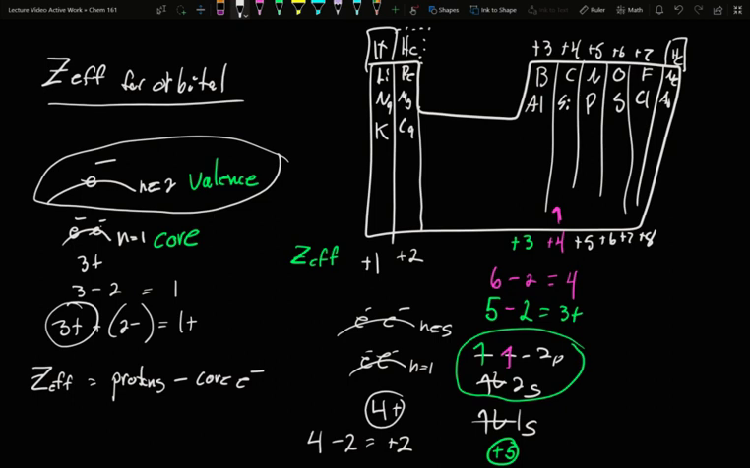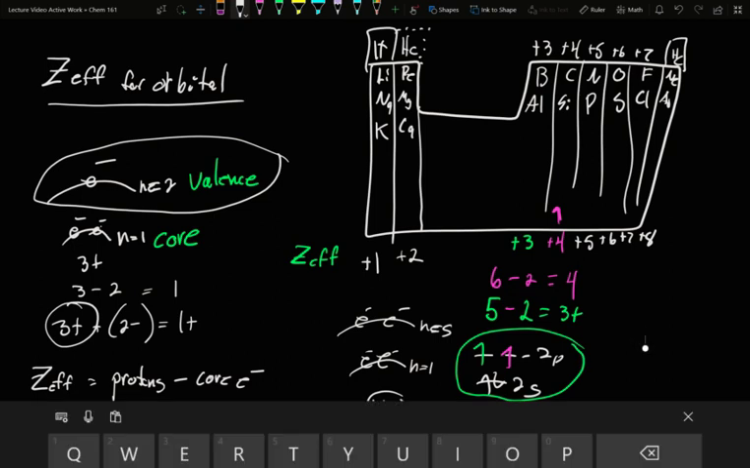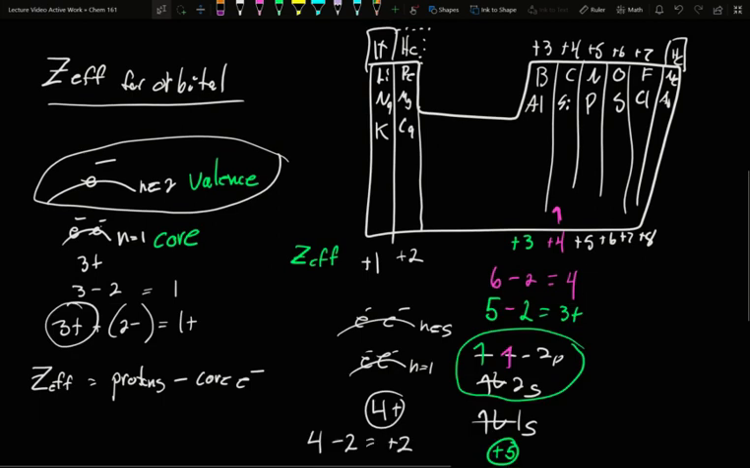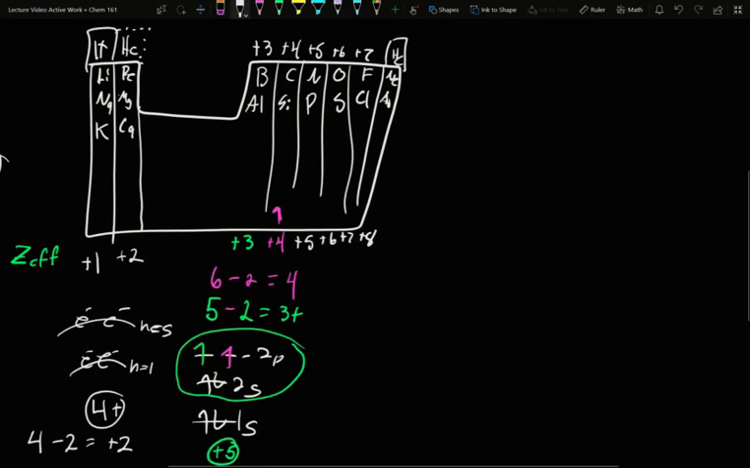Well, that's great for boron and carbon and oxygen and fluorine and neon, but what about the rest of those columns? What about sodium?